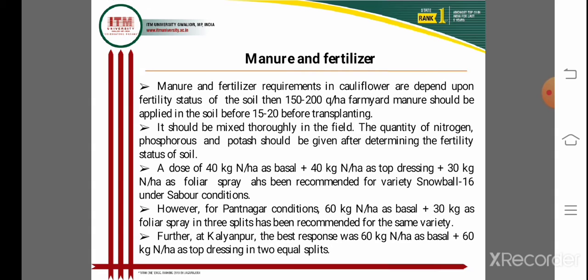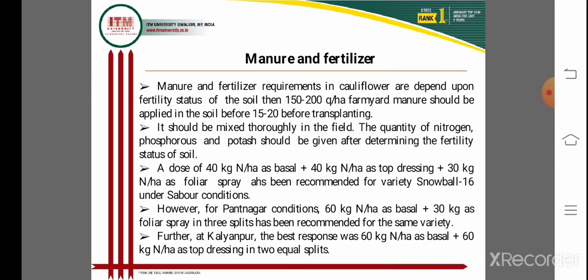And further, at Kalyanpur, the best response was 60 kg of nitrogen per hectare as a basal dose plus 60 kg of nitrogen as top dressing in two equal split doses, which can be used to maintain the soil fertility and the availability of nutrients in the soil for the optimum yield of the cauliflower.